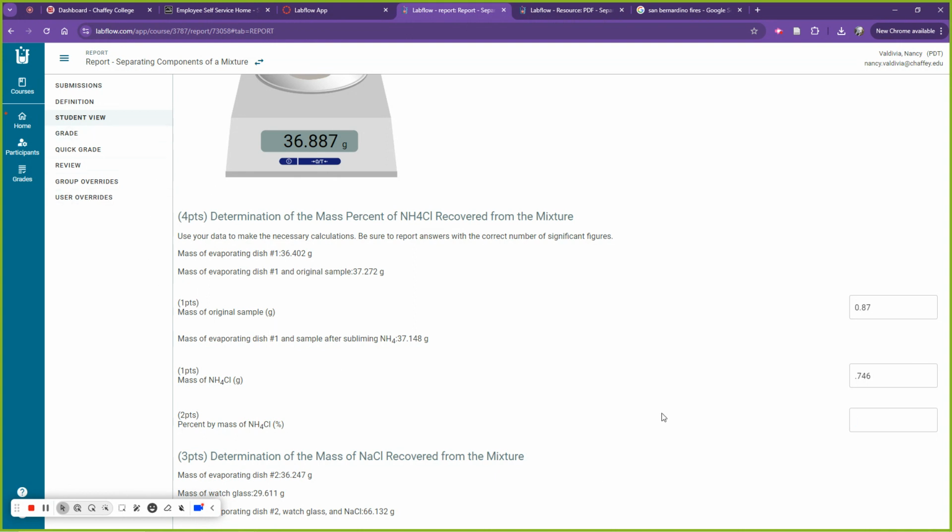Okay. Alondra, if you have questions on this as well, by all means, this is what the session is for. It's just a quick Labflow kind of thing. Feel free to ask. Okay, so now we want to know the percent by mass of NH4Cl. So what equation did you get for the percent of mass?